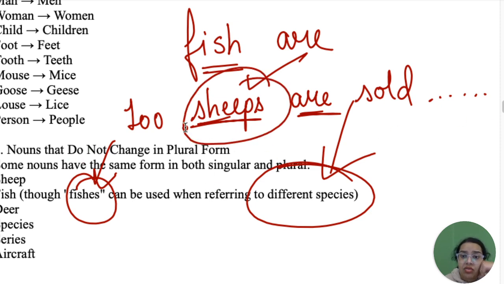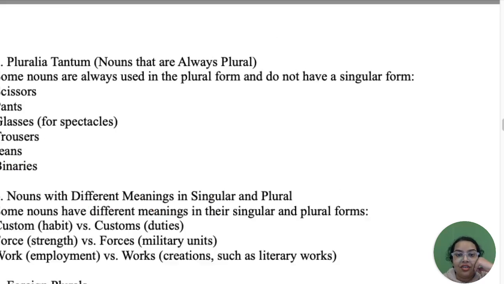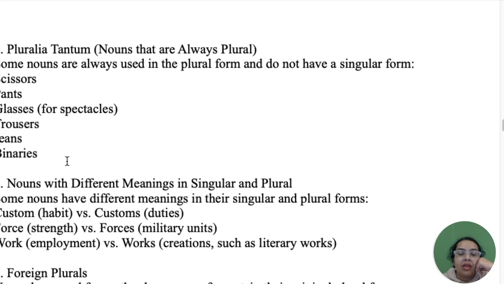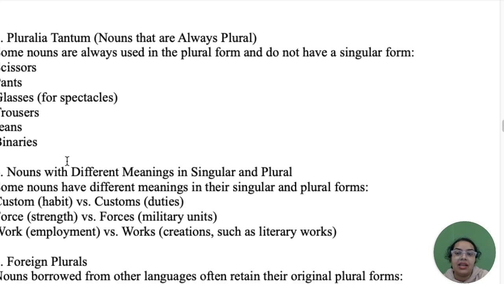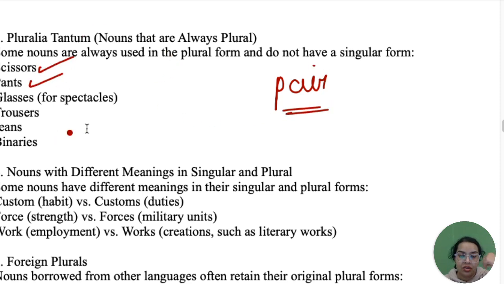There is an error. There is no such word as sheeps. The plural of sheep is sheep itself. So be careful. You should know these. Whenever you have anything that is in a pair, you know what a pair is? A pair is a set of two. So if you have a set of two, like scissors, pants, you always treat them as plural. They are always used in plural form.